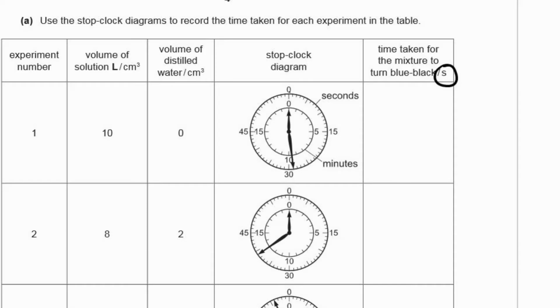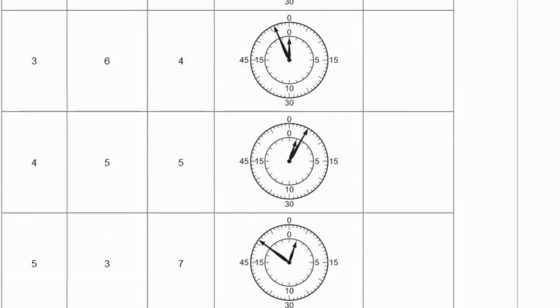If we only look on the outside, we see it's at 29 seconds. Now, if I write it like that, I'd lose a mark. You don't put the units in the table. That's wrong. There we go, that's better. So again, the minute hand is at 0, and the second hand goes all the way to 30, 35, 36, 37, 38, 39 seconds. Good. And now we're looking at experiments 3, 4, and 5.